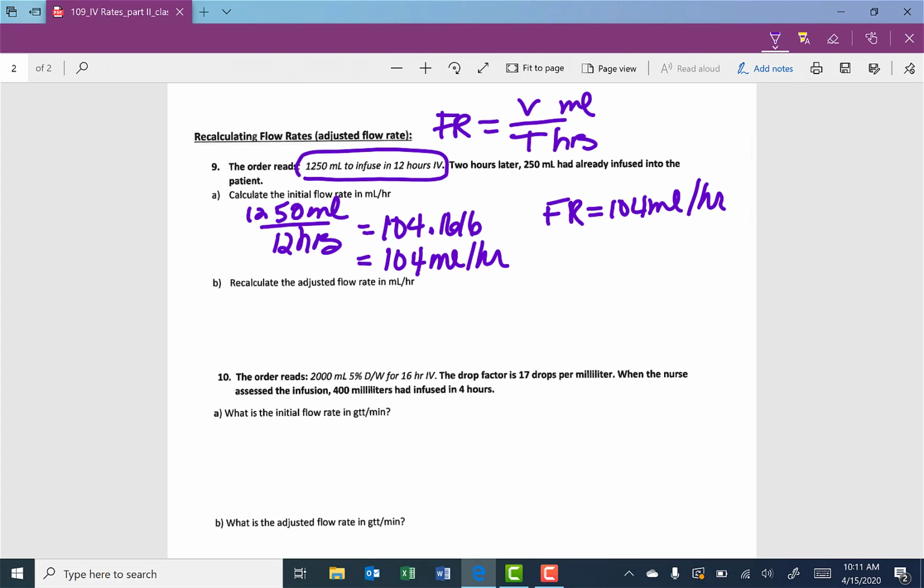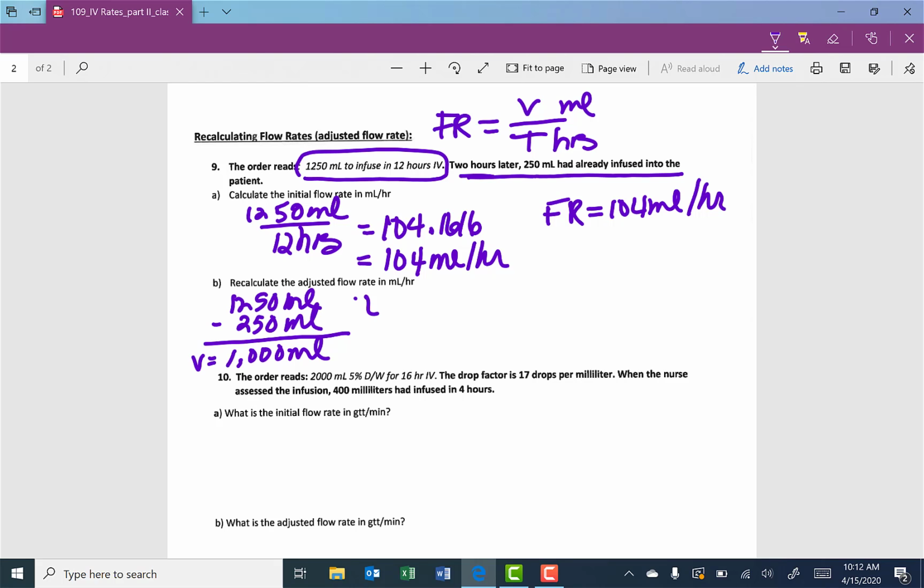Now, part 2, recalculate the adjusted flow rate in milliliters per hour. What does that mean? Well, we go back 2 hours later. 2 hours later, 250 milliliters has already been infused into the patient. Well, we started with 1,250 milliliters, and they're saying in 2 hours that 250 has already been infused into them. So let's subtract that, and we're left with 1,000 milliliters. So now our new volume is 1,000 milliliters.